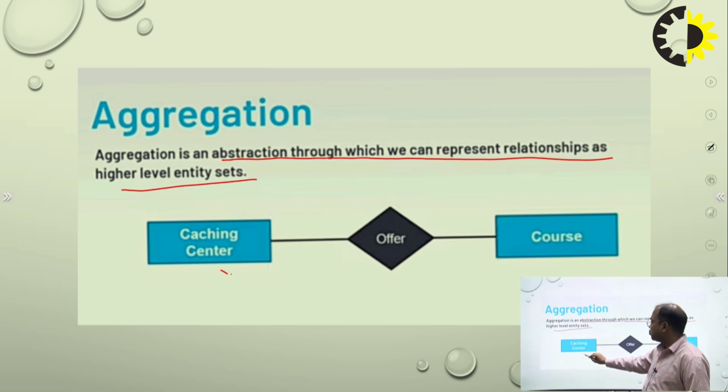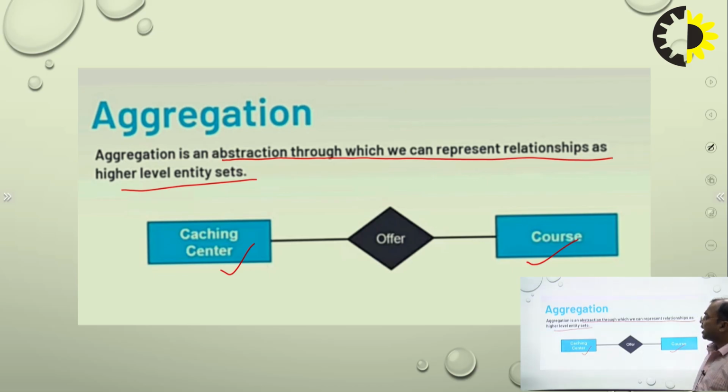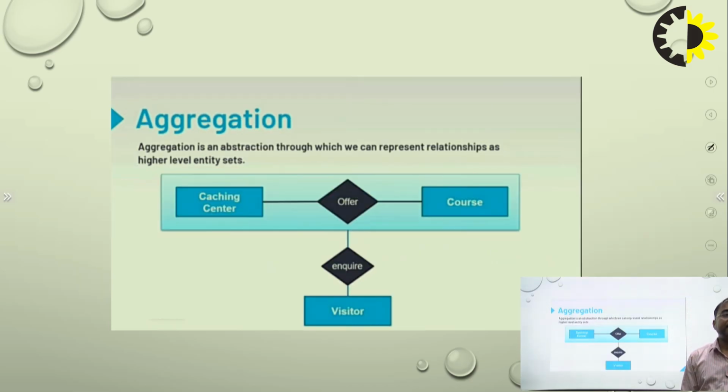Likewise, a coaching center offers courses. This is one of the aggregation relationships. It is the abstraction through which we can represent a relationship, basically a higher level entity. So aggregation is basically a coaching center offers courses, and that relationship of offers is inquired about by the visitors. So visitors inquire about offers for courses at the coaching center. This is how aggregation is related with each other.